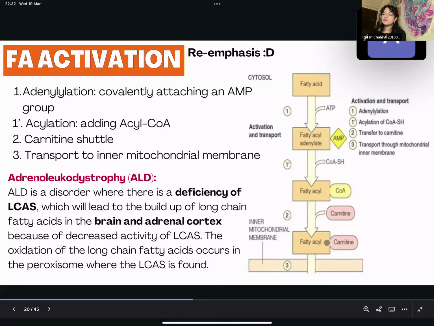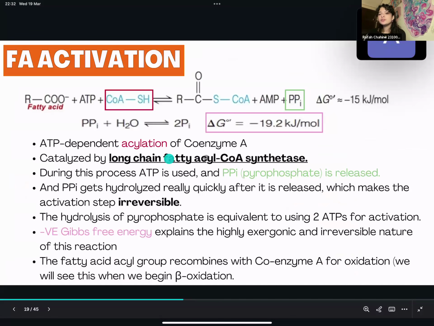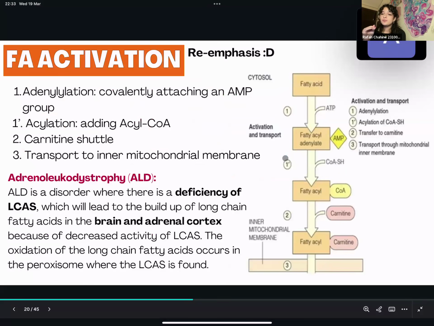But, so I said that LCAS, or long-chain fatty acyl-CoA synthetase, is a very important enzyme. The reason that it's important is because there are some people that might have a deficiency in this LCAS enzyme. And this disease is called adrenoleukodystrophy. So ALD, or adrenoleukodystrophy, is when this patient has a deficiency of the LCAS enzyme, and this will lead to the buildup of long-chain fatty acids in the brain and the adrenal cortex.